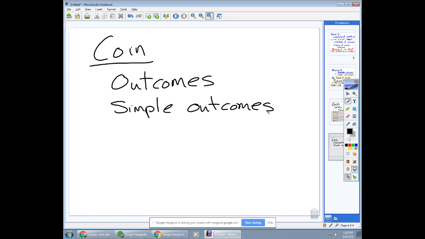Something is simple if you can't break it down. Like a red card, I can say, well, there's the ace of hearts, the 2 of hearts, the 3 of hearts, and so on. Then there's the ace of diamonds and the 2 of diamonds and so on. So if you can break it down further, it's not simple. Often we're interested in simple outcomes, but a lot of times we're interested in groups of outcomes. The simple outcomes for a coin are either a head or a tail. The simple outcomes for the cards were in that picture of all of the cards. Each card is a simple outcome.